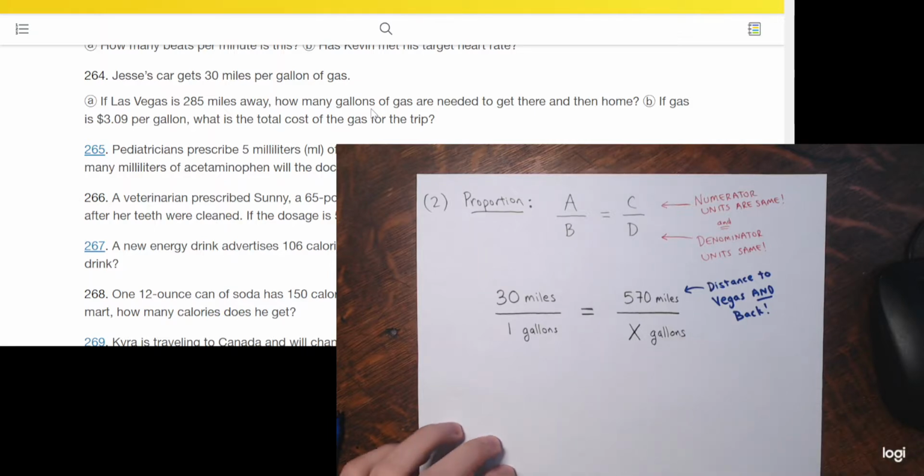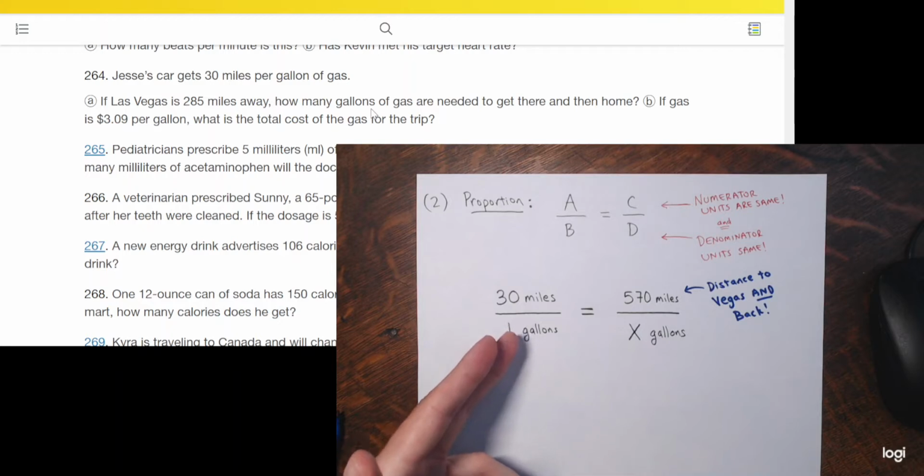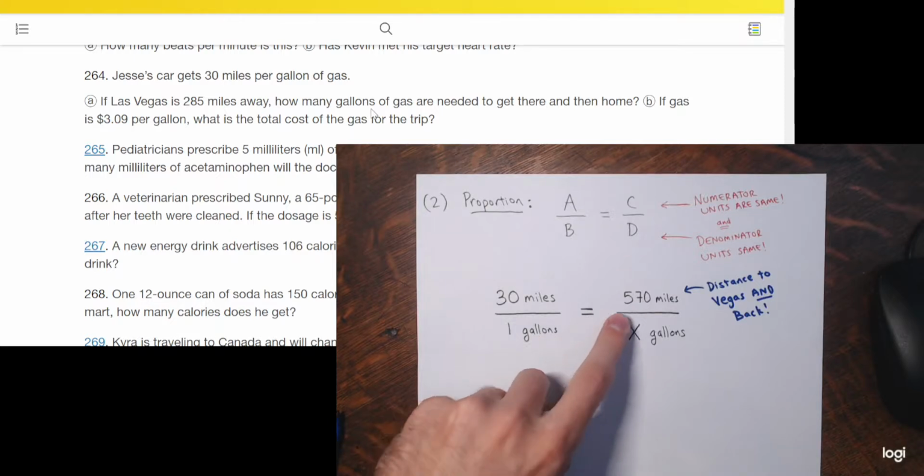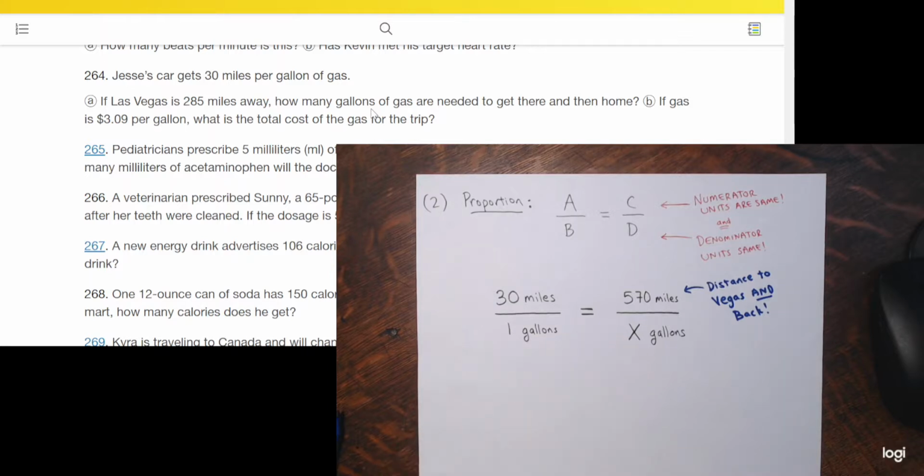And since we're traveling in Jesse's car, both these ratios should be the same. Right? Jesse's car gets 30 miles for 1 gallon, so Jesse's car should get 570 miles for how many gallons of gas, right? And these ratios should be the same because we're using the same car. And then I'm solving this.